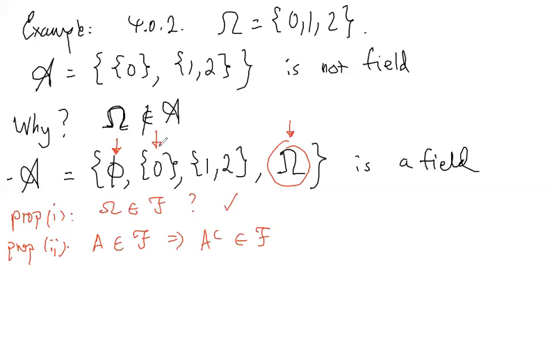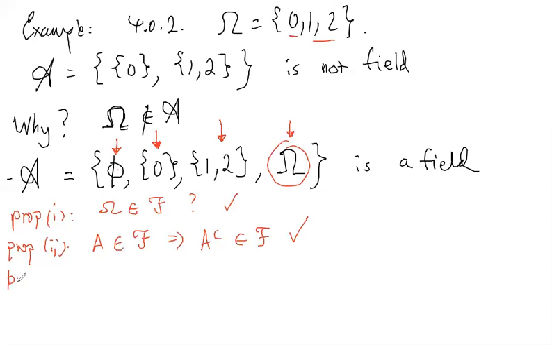So how about 0? 0, its complement is 1, 2, right? You take 0, you complement it is 1, 2, right? So it's also inside A. So that's okay. 1, 2, you complement, it becomes 0, and omega, you complement, it becomes the empty set, right? So property 2 is satisfied. It has to be satisfied for all members, yeah?